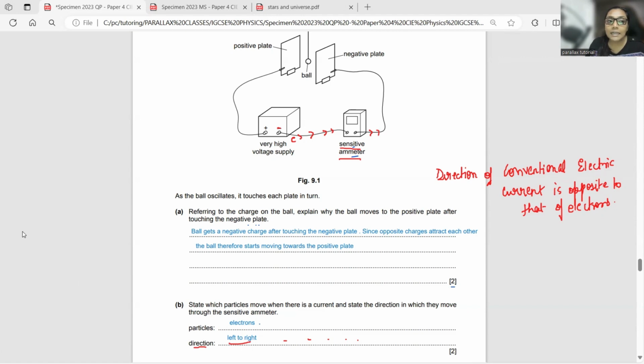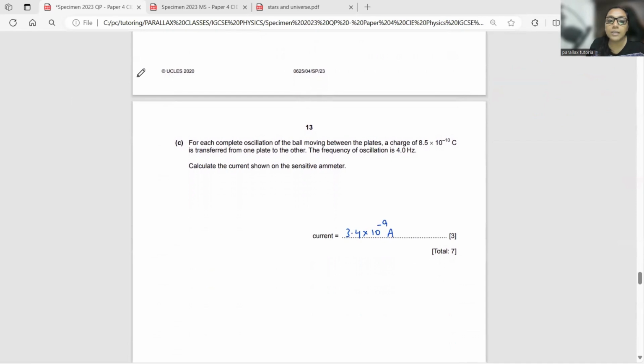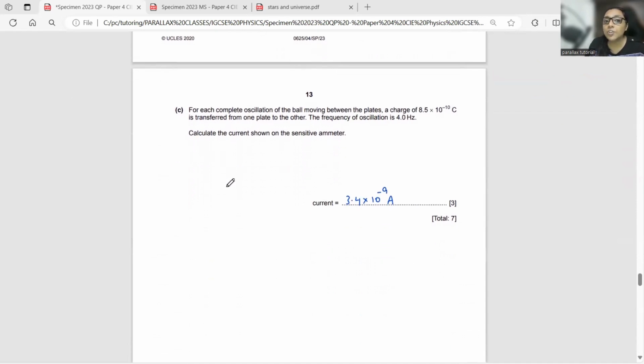So as I said, it's an easy but maybe a tricky question. Now moving on to the last part of this question. For each complete oscillation of the ball moving between plates, a charge of 8.5 times 10 to the power minus 10 coulombs. So let's write down the charge. Charge is 8.5 times 10 to the power minus 10 coulombs is transferred from one plate to another. The frequency of oscillation, so the frequency is given. Remember, frequency is 1 by T.